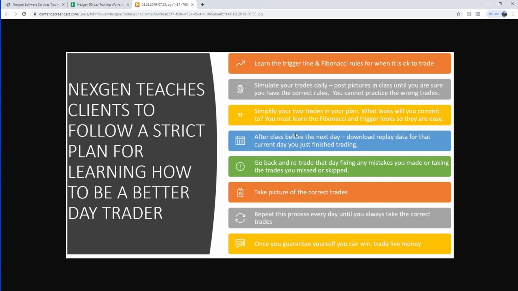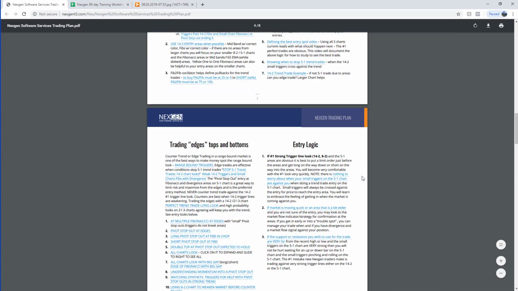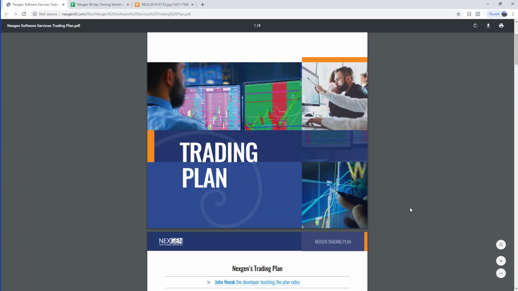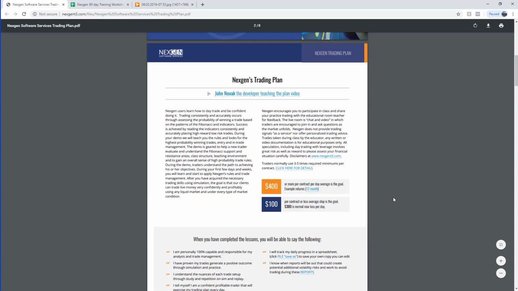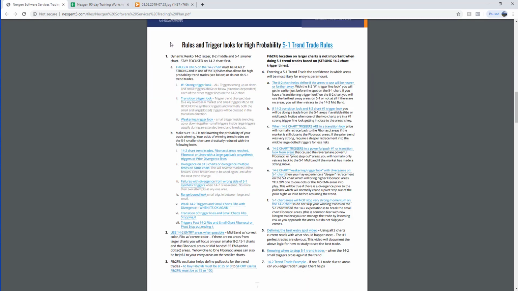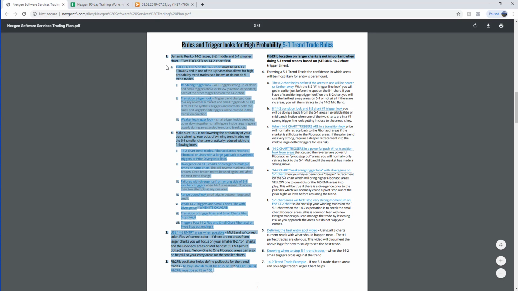So, again, I think Nexgen does a really good job of filling in the gaps. We've spent 25 years putting together analysis software for you. Fibs and triggers and market flow. And we've spent the last 15 years defining these two trades as well as we can possibly define them. Trend trades and trading from the edges.